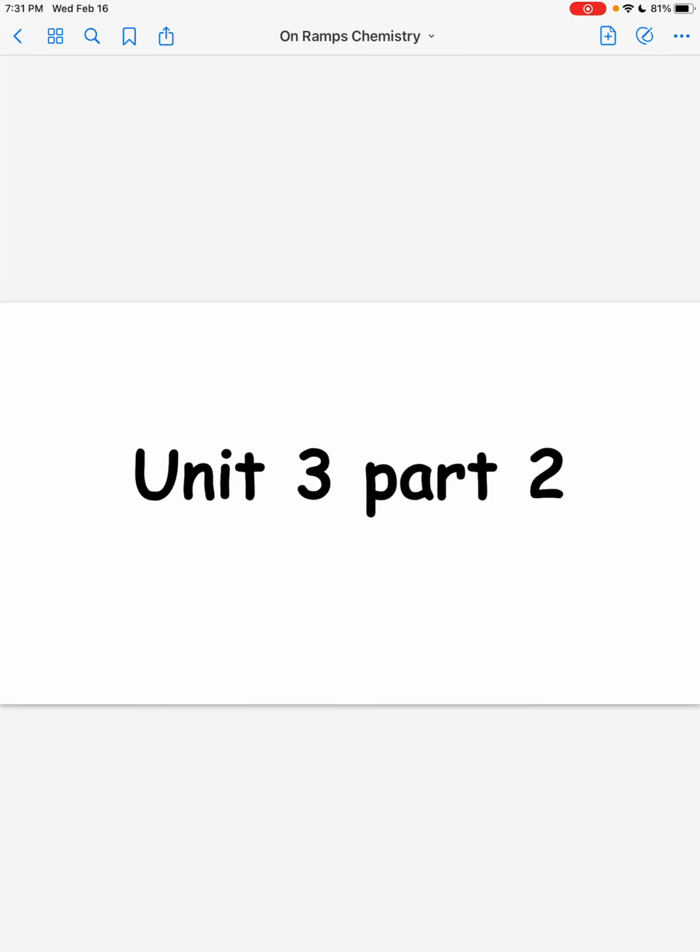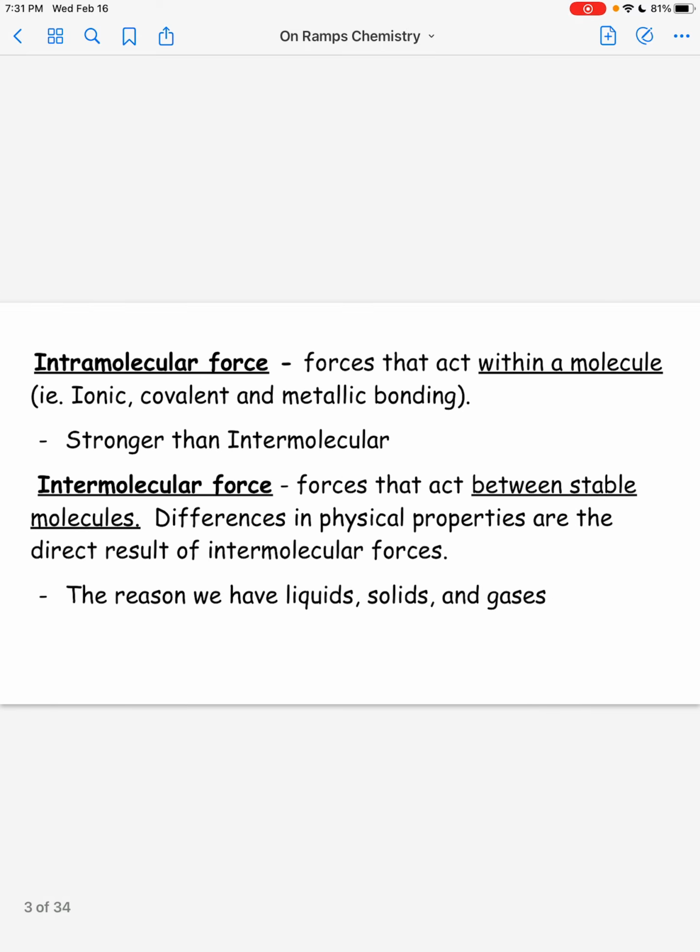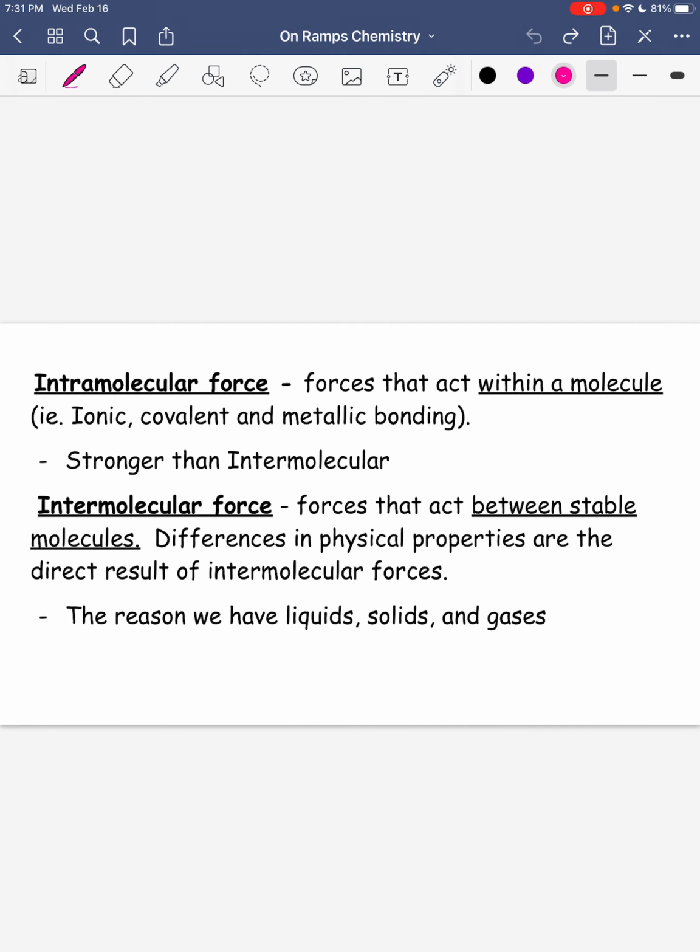Okay, so today we're going to be talking about Unit 3, Part 2. This is about forces and how those forces come into play with determining liquid and solid properties. So we have two types of forces. You can have intramolecular forces or you can have intermolecular forces.